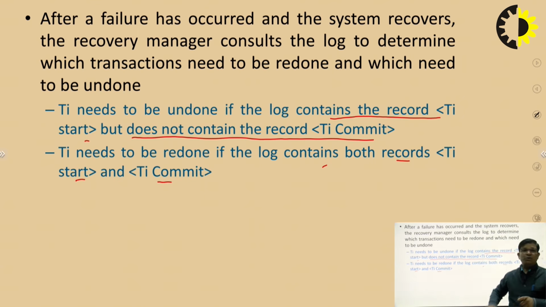So if there is no commit command, we have to apply the undo operation. If there is a commit command, then we have to do the redo operation. But in the deferred database, we can simply ignore in the first case, and in the second case, we have to redo the transaction. So in immediate modification, in the first case, we have to undo the transaction.